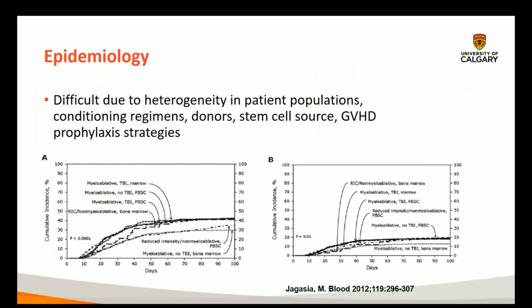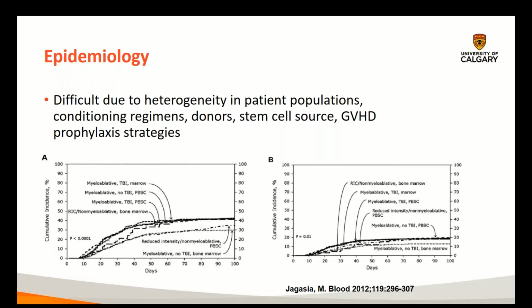In terms of epidemiology, it's quite difficult to provide really firm numbers. And this is because there's a huge heterogeneity in patient populations, conditioning regimens, donors, stem cell source, and graft versus host disease prophylaxis strategies center to center. And so the literature, of course, is quite heterogeneous.